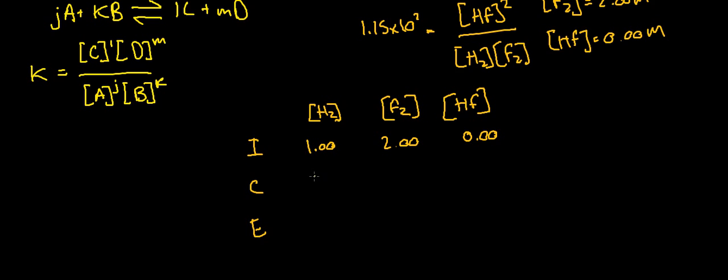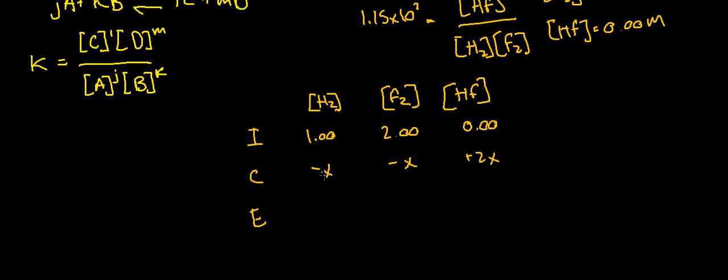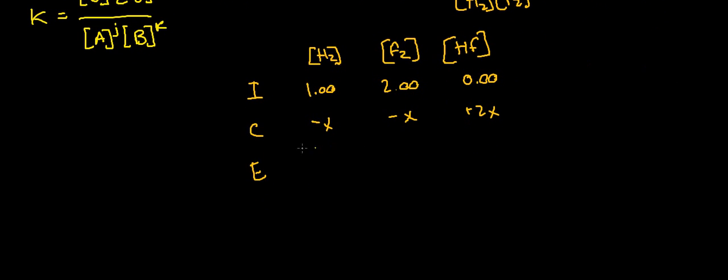So this is going to change by minus x. This will be minus x, and this will be plus 2x. And this has to do with this equation right here. These are going to react 1 to 1, and then when these react 1 to 1, they're going to create 2. So as these things begin to react, this is going to change by minus x, this is going to change by minus x, and this is plus 2x. So the equilibrium concentrations for hydrogen, it's going to be 1 molar minus whatever the change is. This is going to be 2 minus whatever the change is, and this is just going to be 2x.